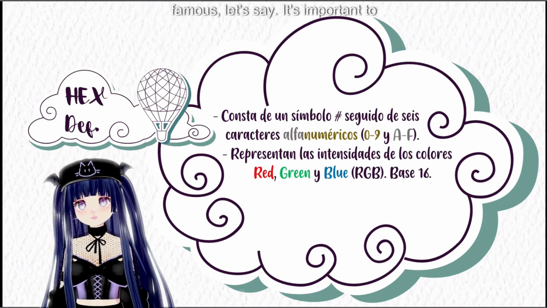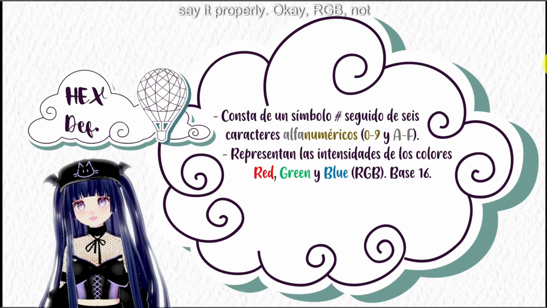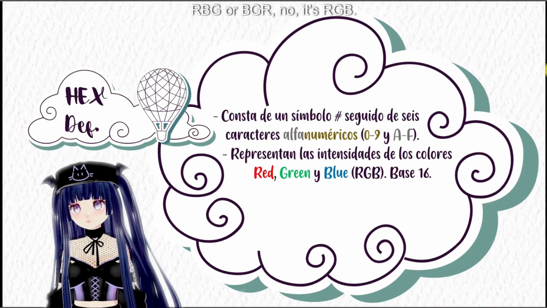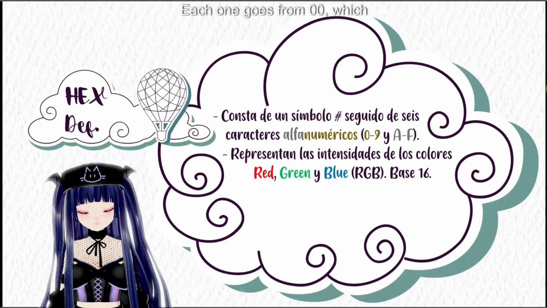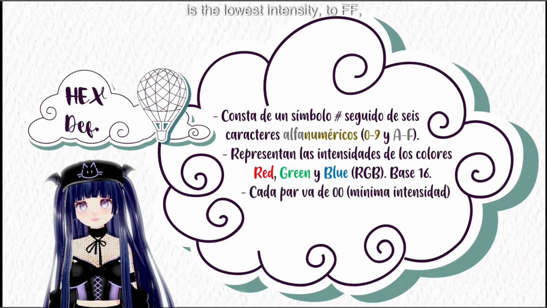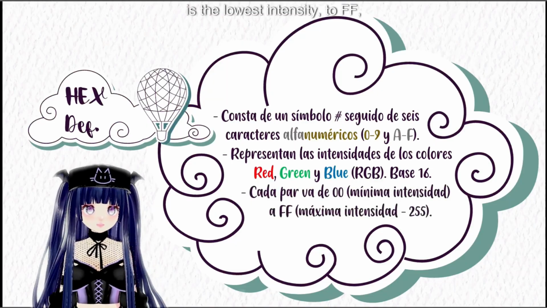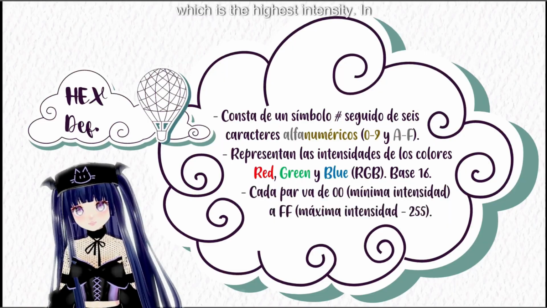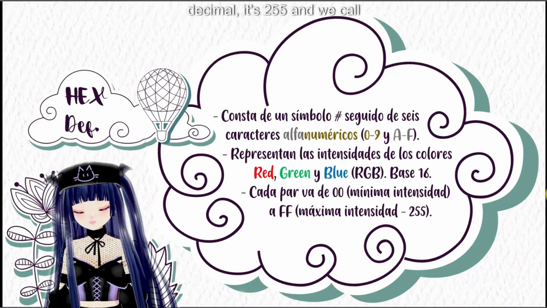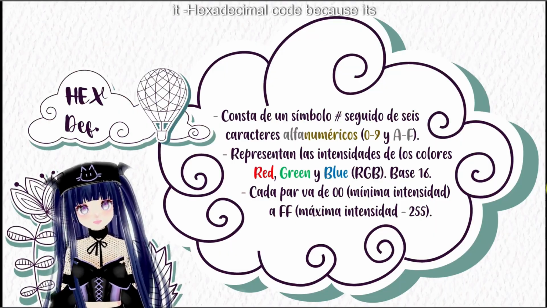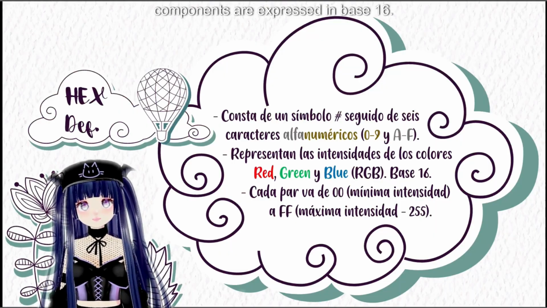It's important to say it properly, okay? RGB, not RBG or BGR, no. It's RGB. Each one goes from 00, which is the lowest intensity, to FF, which is the highest intensity. In decimal, it's 255, and we call it hexadecimal code because its components are expressed in base 16.